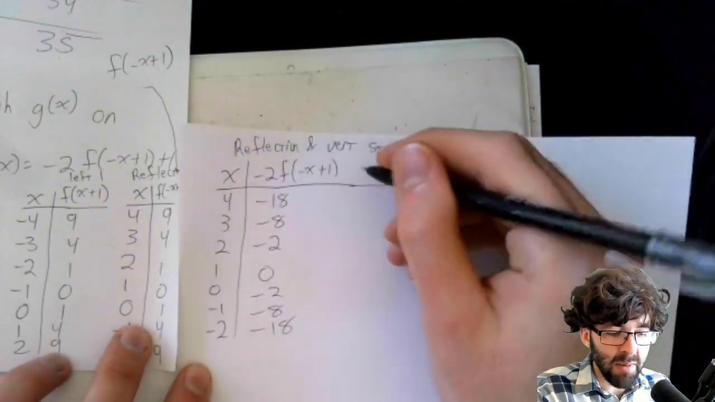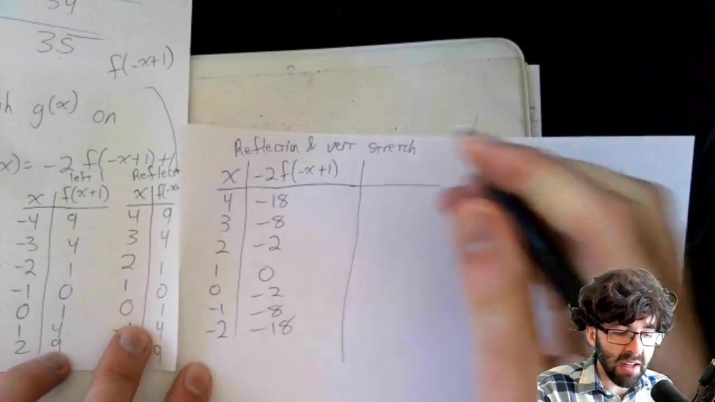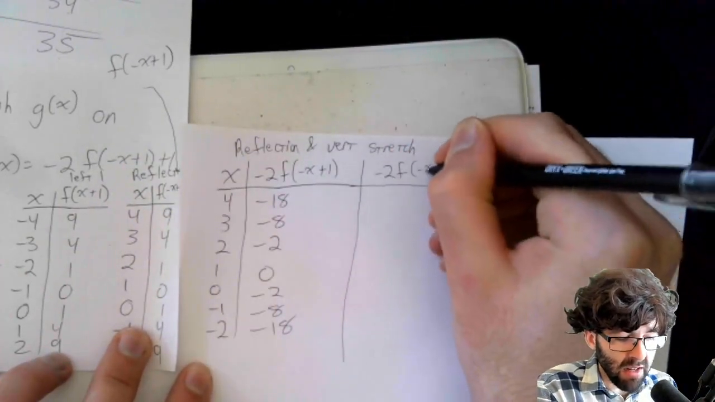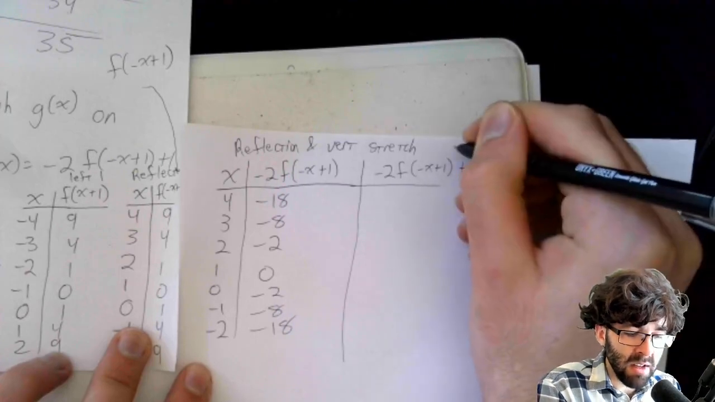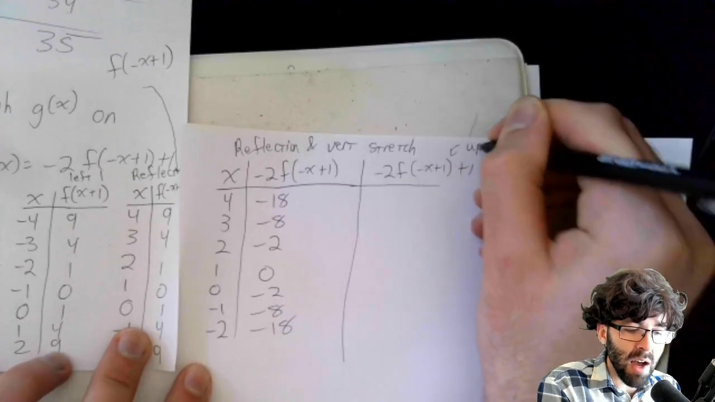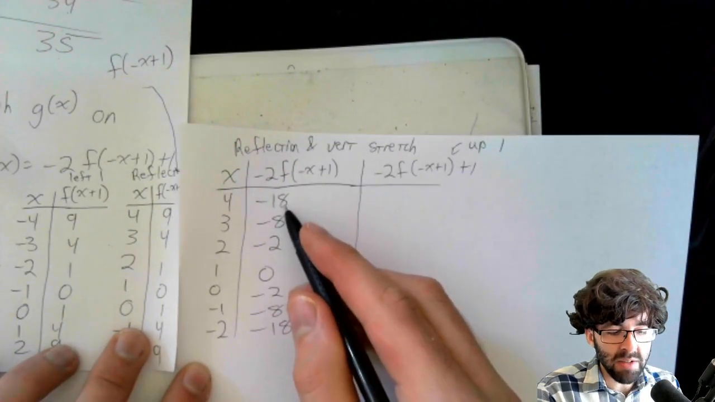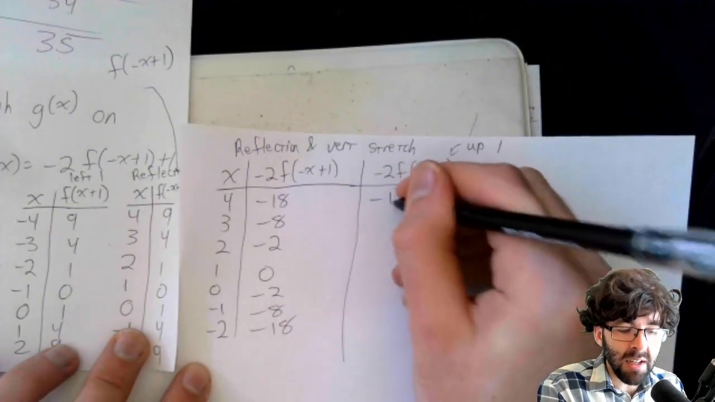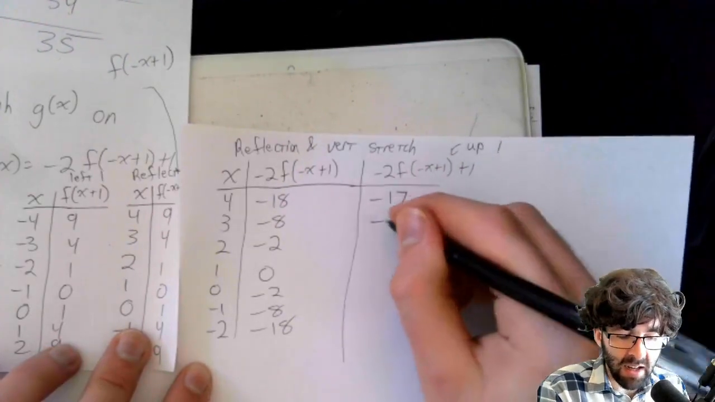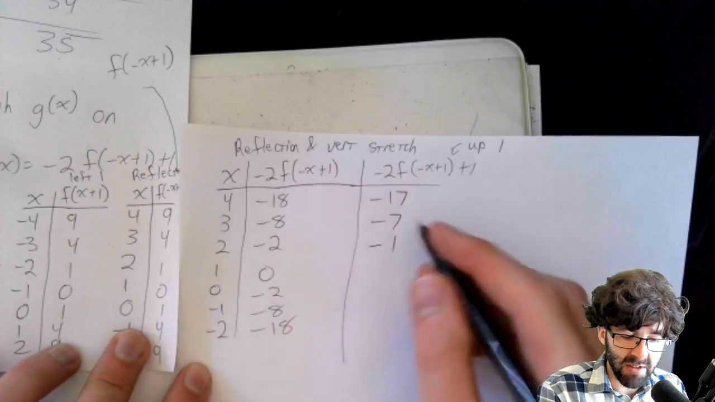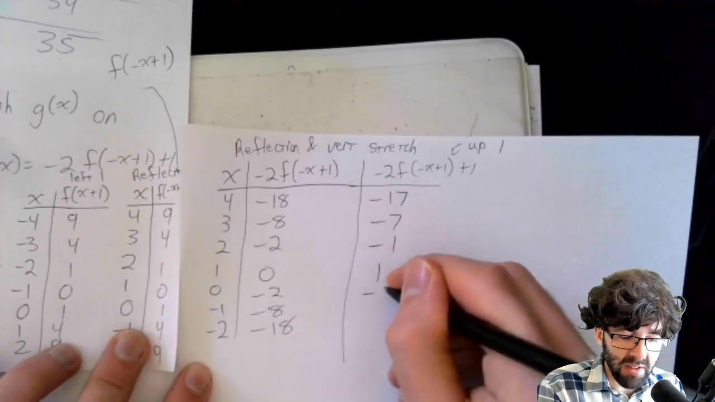And again, we can use the same x values if we want to combine it here. The vertical shift is negative 2, f of negative x plus 1, plus 1. This is a vertical shift of just up 1. So we just move all these points up 1. Negative 18 becomes negative 17. Negative 8 becomes negative 7. Negative 1 from negative 2. Just adding 1 to all of these values.